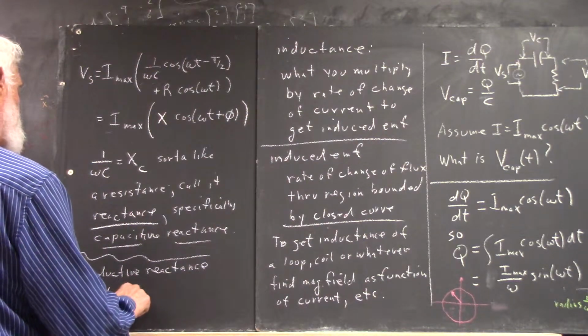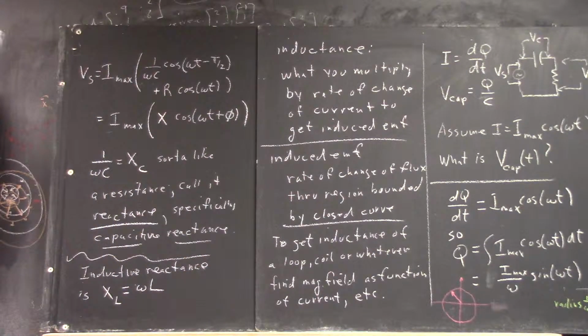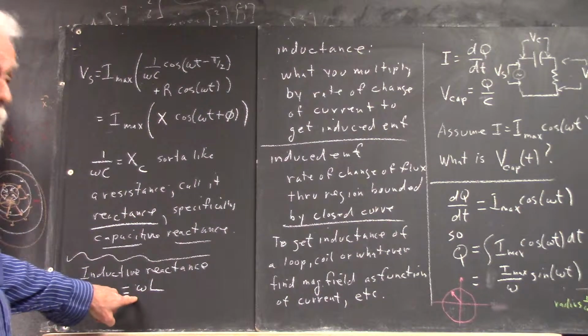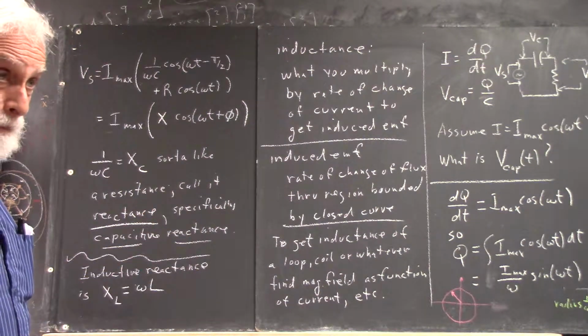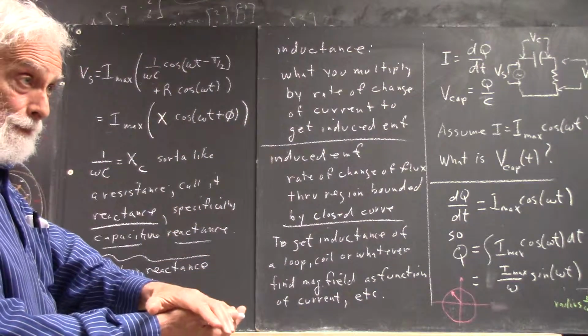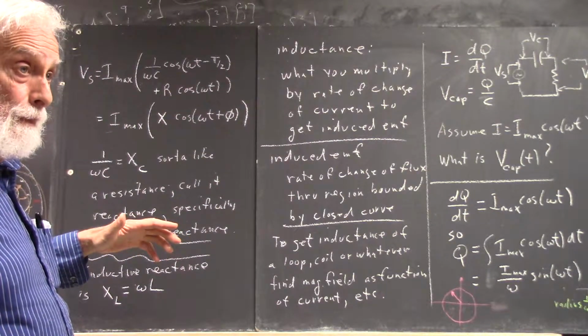That's X_L equals omega L. Bigger inductor, more back EMF. Bigger omega, more back EMF. So this acts like a resistance that suppresses your current, given your voltage. Okay? Make sense?